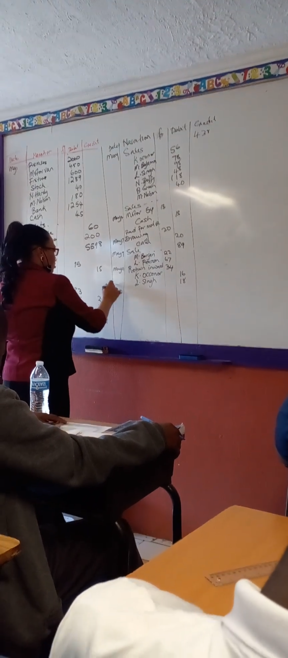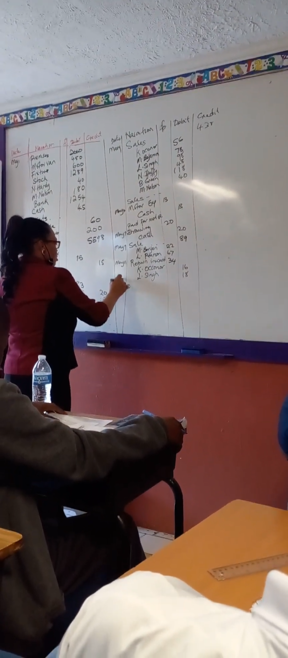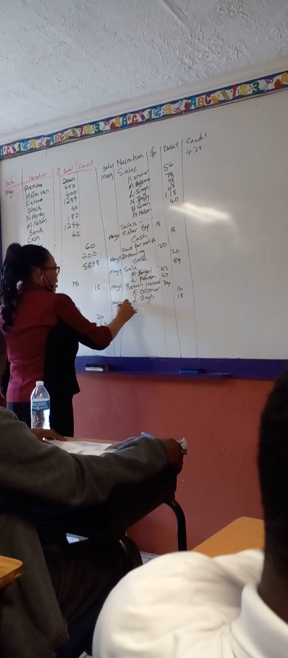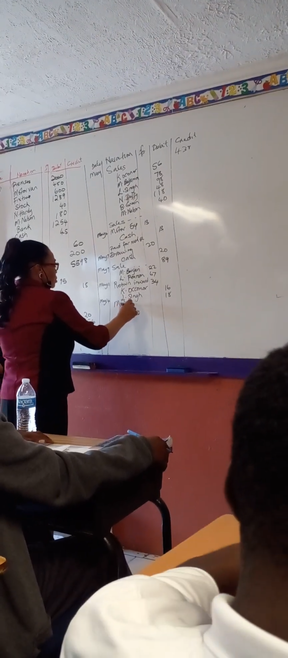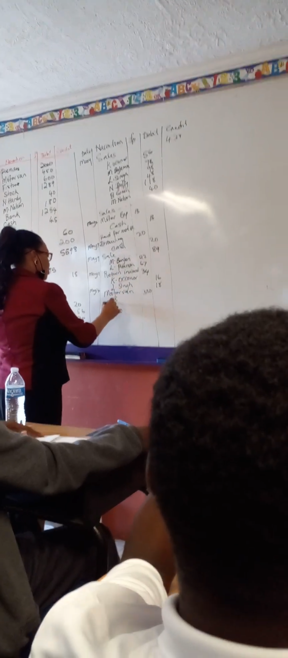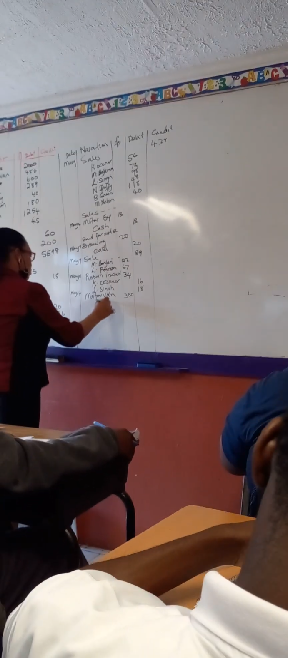Next, May 14th, bought another motor van on credit from Better Motors Ltd, $300. I'm going to debit motor van with $300 and credit Better Motors $300.